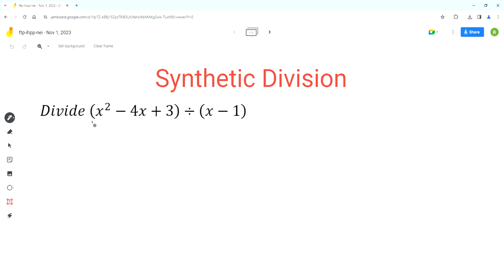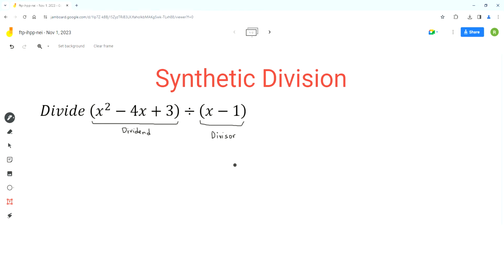So this polynomial is the dividend. That's the name given to this polynomial. And x minus 1 is called the divisor. Now we have to divide this dividend by the divisor.